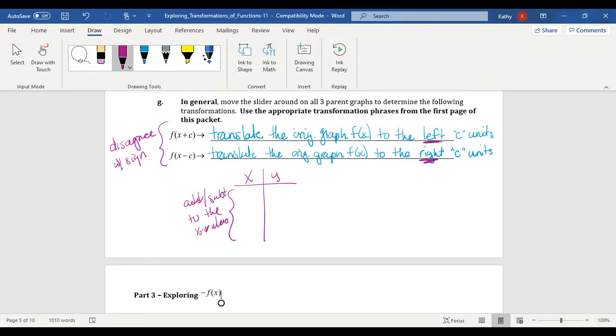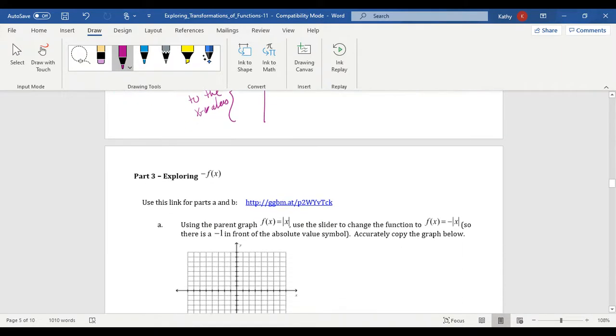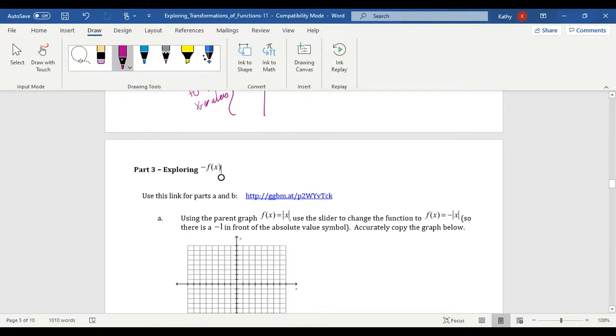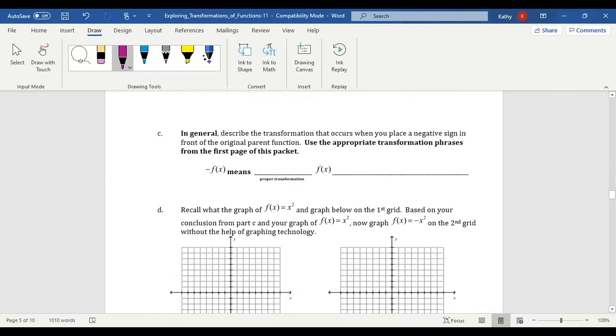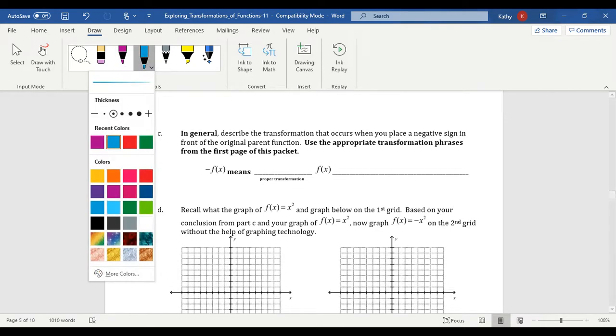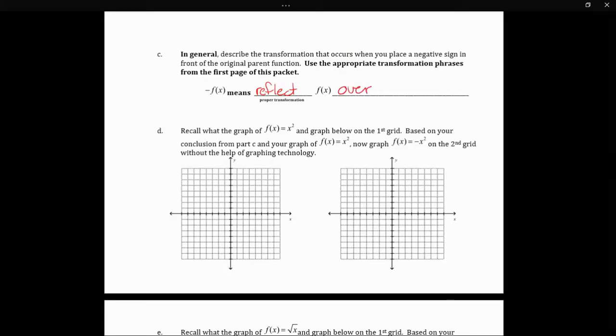Part 3 looks at what happens when you make your function negative. Right, so negative f of x. What happened every time you did that? Our summary is now in part C. When we look at that, when we talk about a negative in front, it is a reflection. So we reflected f of x over the x-axis.